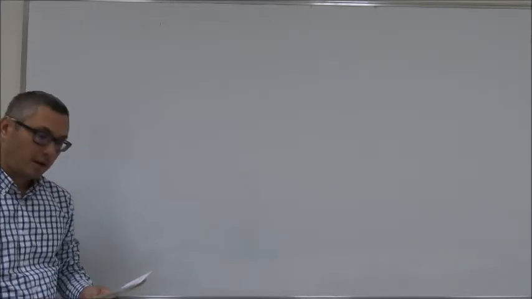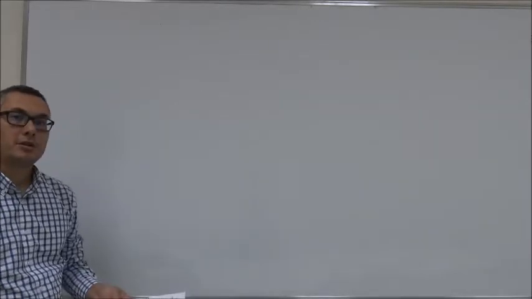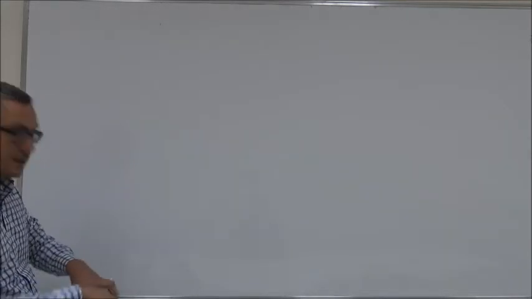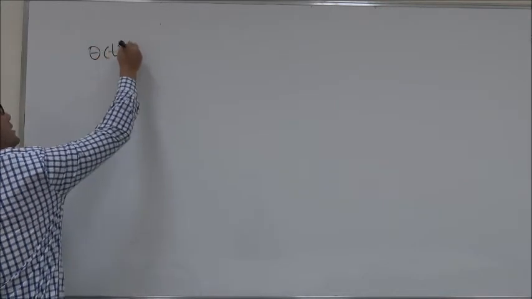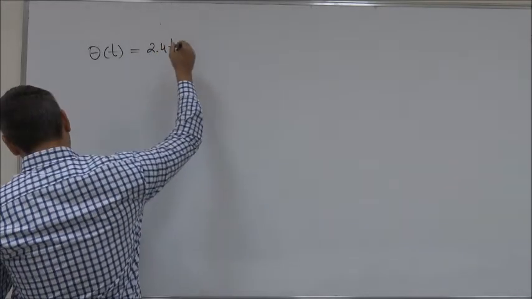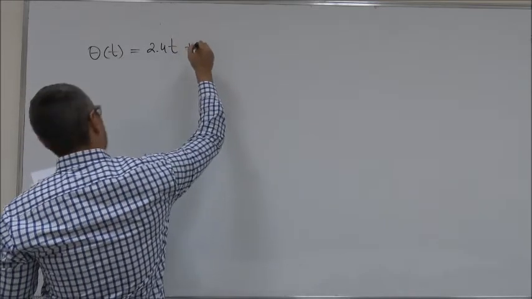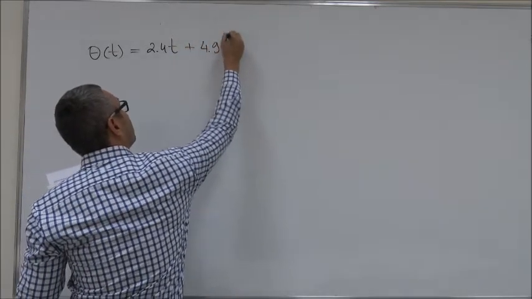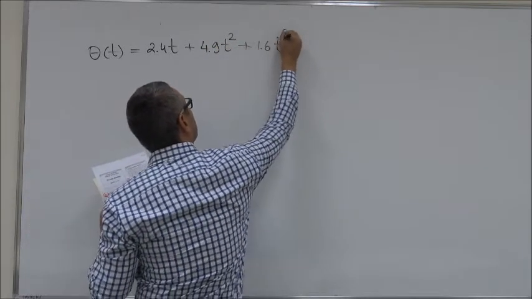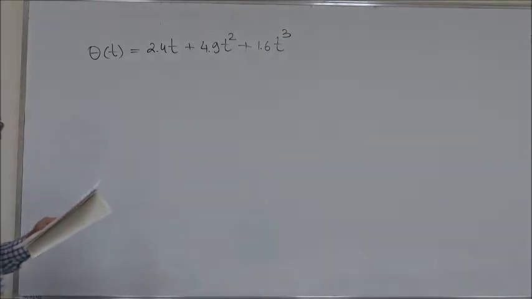In this exercise, we are given the angular position of a point on the ring of a wheel. And the angular position is given as a function of time. So the angular position, theta, as a function of time, is given as 2.4 t plus 4.9 t squared plus 1.6 t cubed.